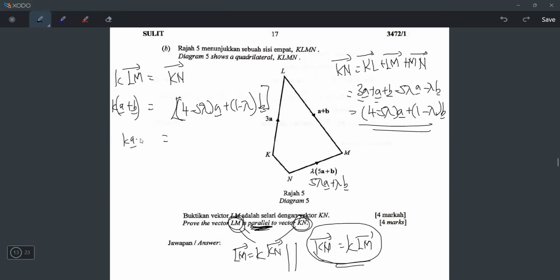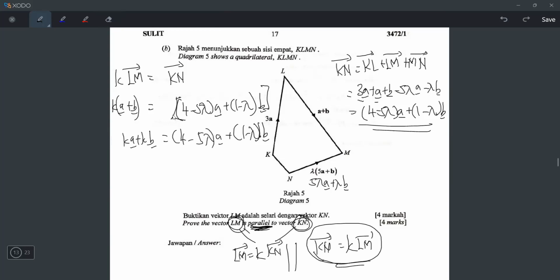So it will be Ka plus Kb equals to 4 minus 5 lambda A plus 1 minus lambda B. But of course, if you want to do it like just now, that's also fine. It is not wrong. I just want you to know that you can do that. But if you want to leave the K here, then this will be 4K minus 5K lambda, and this will be K minus K lambda because you multiply the K inside. Then you compare with the other side, but you still end up with the same thing.